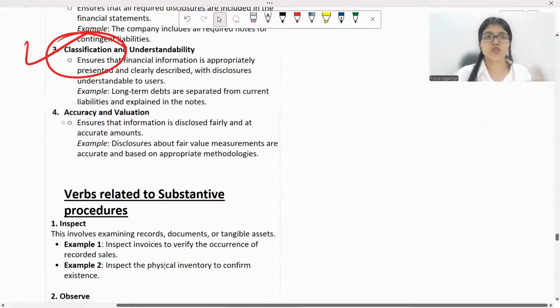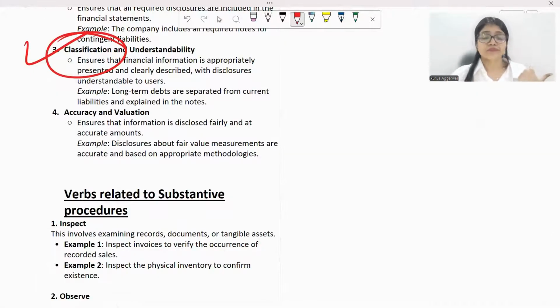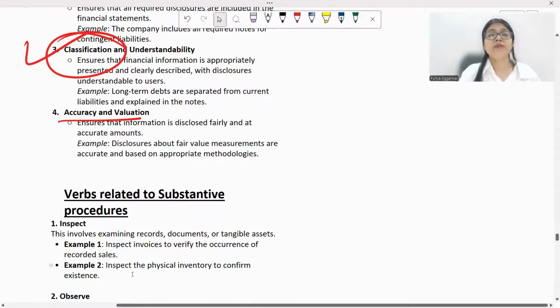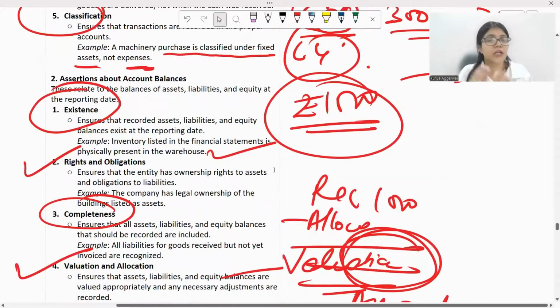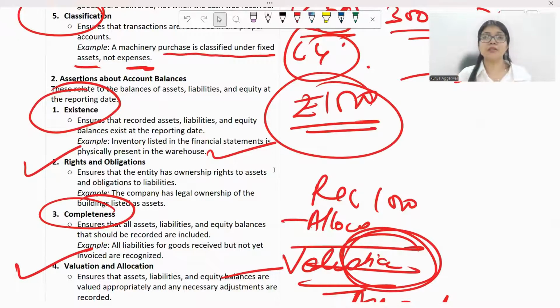That is again related to your accuracy and valuation. So with this, I am done with the assertions explanation. I hope that you are now a little bit more confident with these assertions, okay? Because these are really very important, and till the time that you do not know the meaning of these assertions, you won't be able to write your substantive procedure.